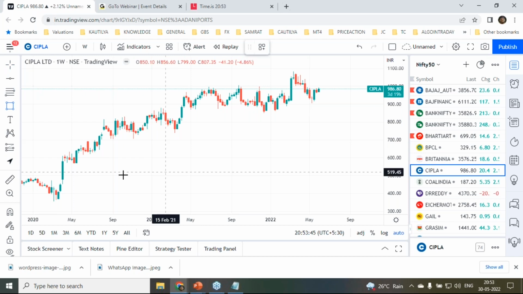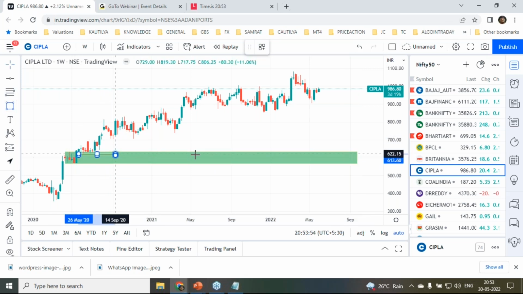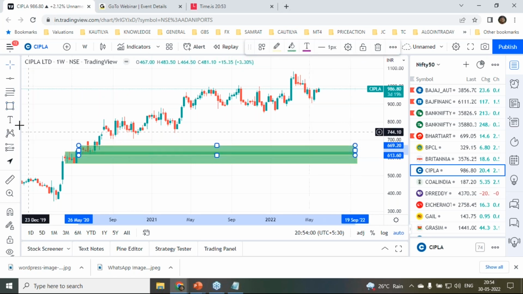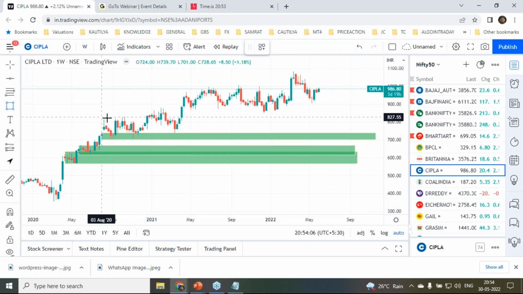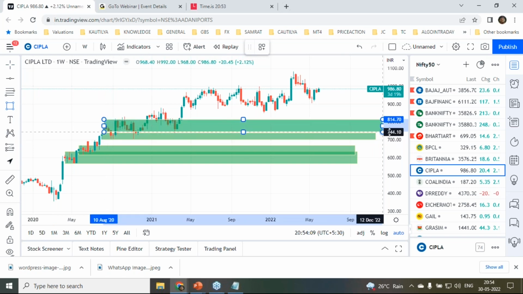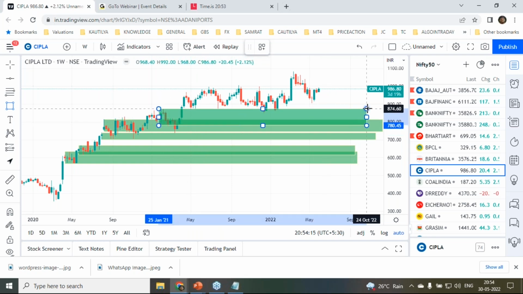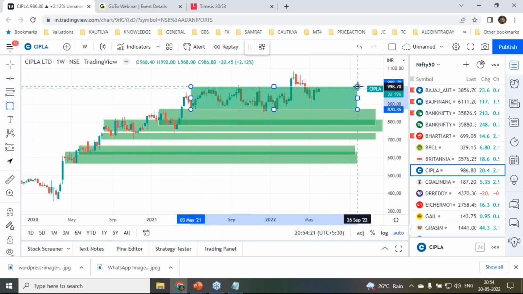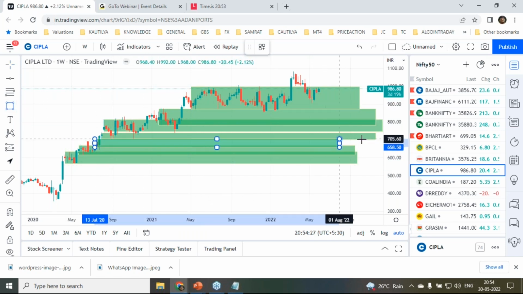Now if I mark this, I'll start marking from here. Rally, base, rally. This is one zone. And this is another zone, a bunch of zones here. And then this is one more zone. And this is one more zone. This is one more zone. This is one more zone. And this is also a kind of zone here, this one.